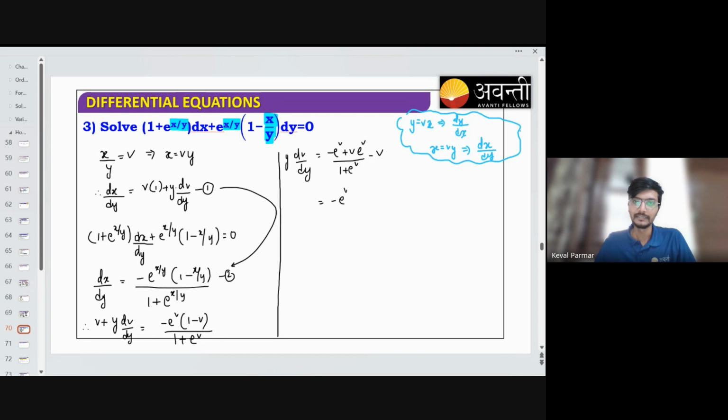So I get minus e raised to v minus v upon e raised to v plus 1. This will be y dv over dy. Now just cross multiply and use variable separable. So I'll get e raised to v plus 1 upon e raised to v plus v dv. I took minus common from this side and gave it this side. So minus dy upon y.